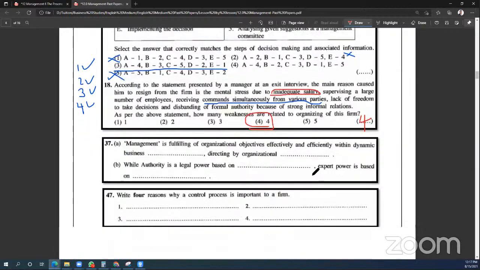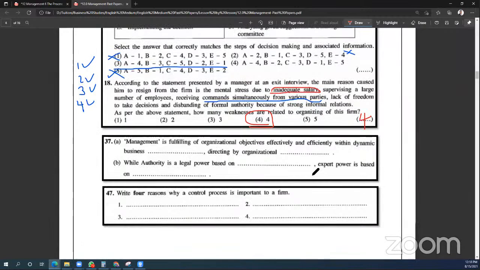Right, with that, coming to the fill in the blanks one. Management is fulfilling of organization objectives effectively and efficiently within a dynamic business environment. We have talked about this in lesson number 1 and also in this lesson. So it's always changing. What remains constant is the change. The constant is change, you can see, right? So it is the dynamic business environment.